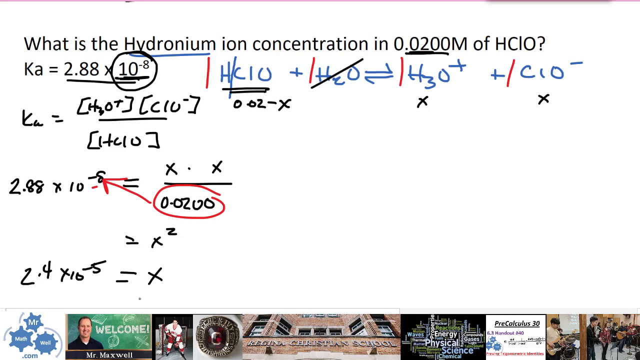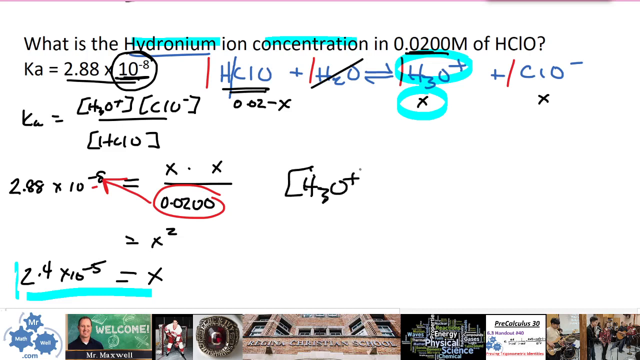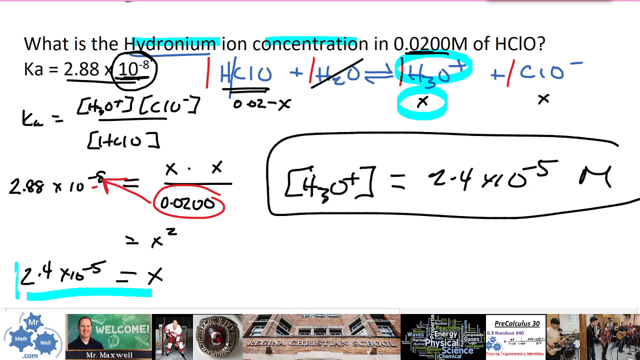Okay, so is that the answer? Well, do we have to do anything more? Again, look at the question. What's the hydronium ion concentration? Hydronium ion is represented by X. We just found X. So H3O plus. And please don't forget your charges. Some of you are still forgetting your charges. H3O is different than H3O plus, so make sure you put your charges in there. 2.4 times 10 to the negative 5. Also make sure you have your units. That would be moles per liter.